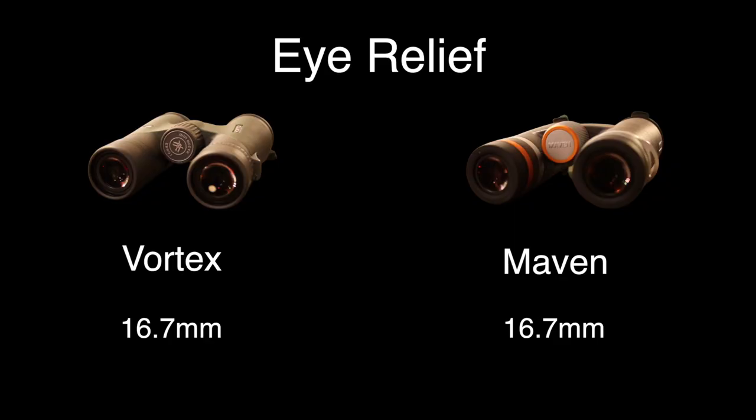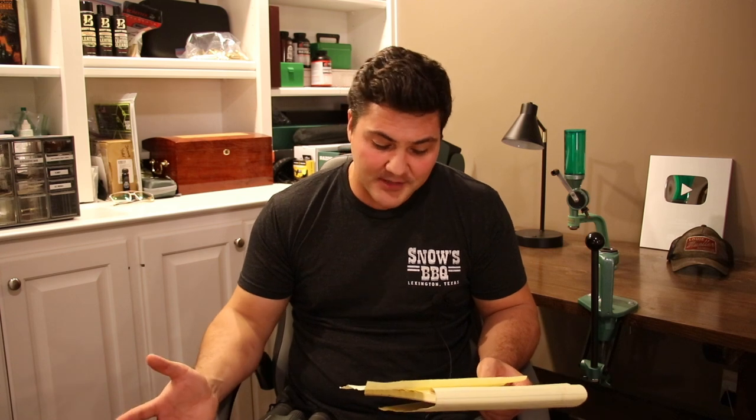The eye relief in both is 16.7 millimeters, which might make it difficult for you to get a really good and clear picture through the binoculars if you have glasses on, especially if they're kind of big glasses where you can't quite get the binoculars close enough to your face. So that's something to keep in mind, but it's the same for both of these. For our purposes, it's identical.